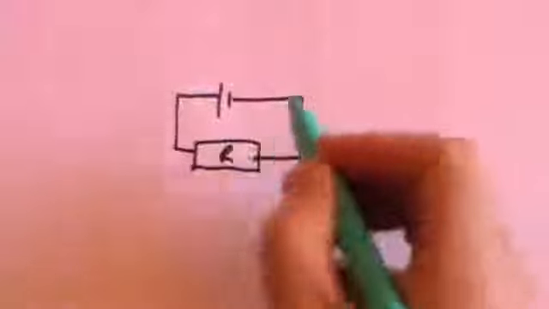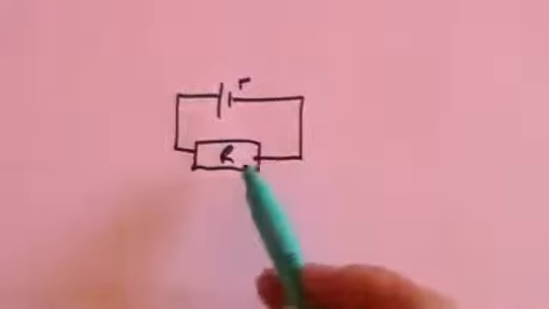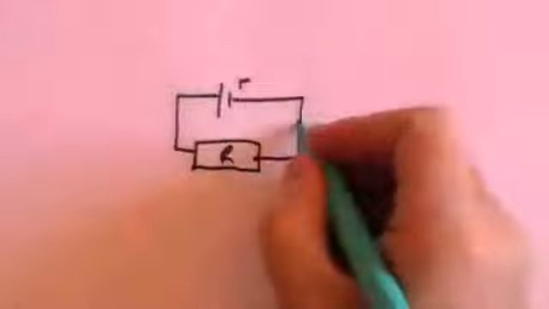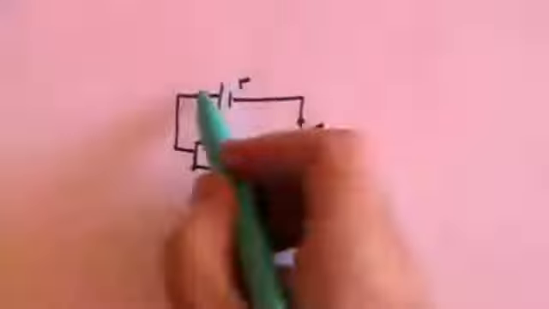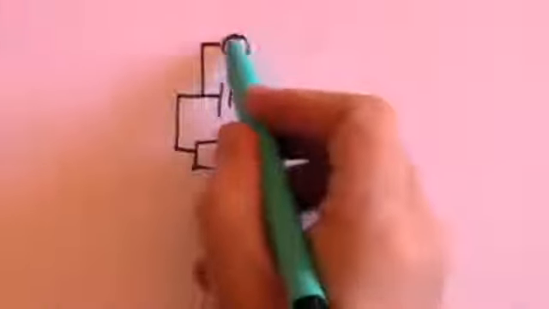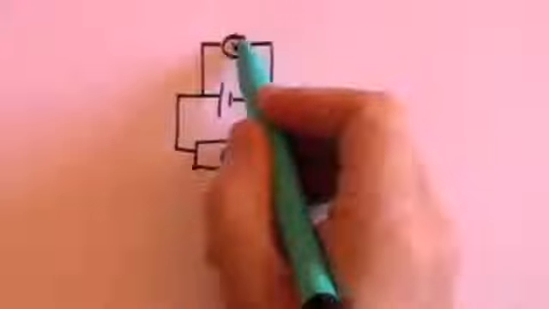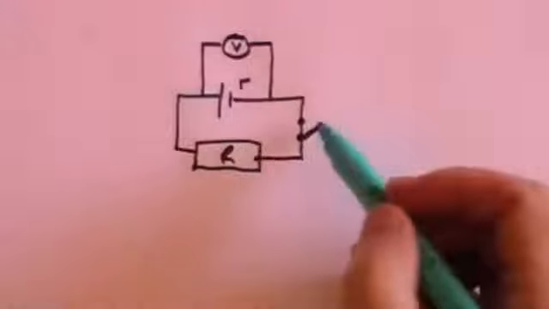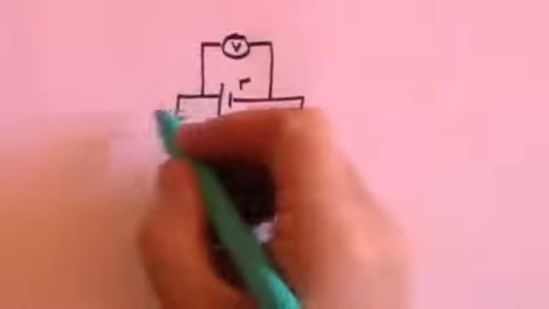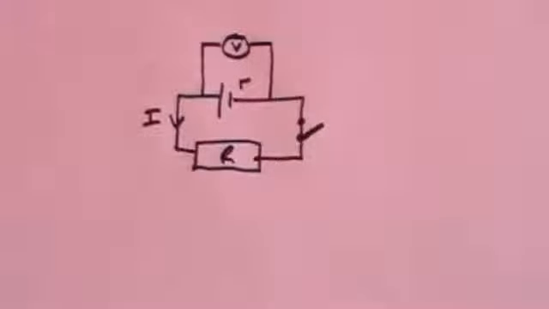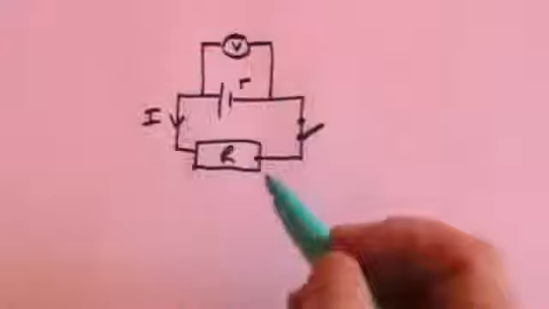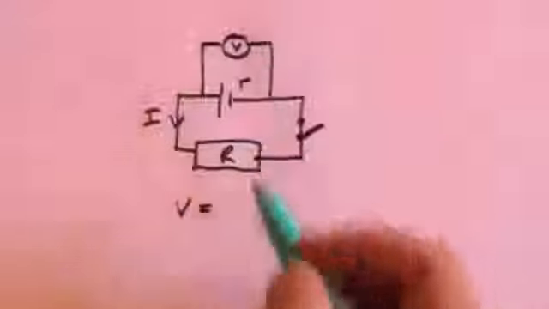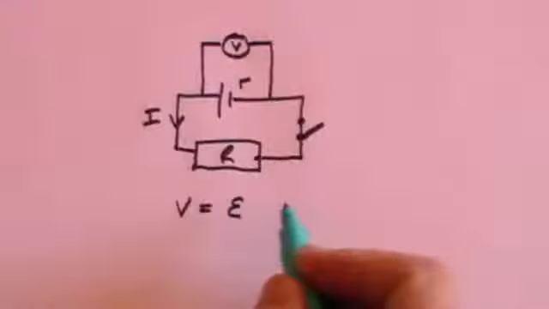You should now be able to draw this in your sleep. We've got a battery with an internal resistance r, and in the circuit we've got a capital R, but here I'm going to introduce a switch so that I can either open or close the circuit, and I'm going to measure the voltage across the battery. Now when the switch is closed there will be a current flowing. When the switch is open, no current will flow.